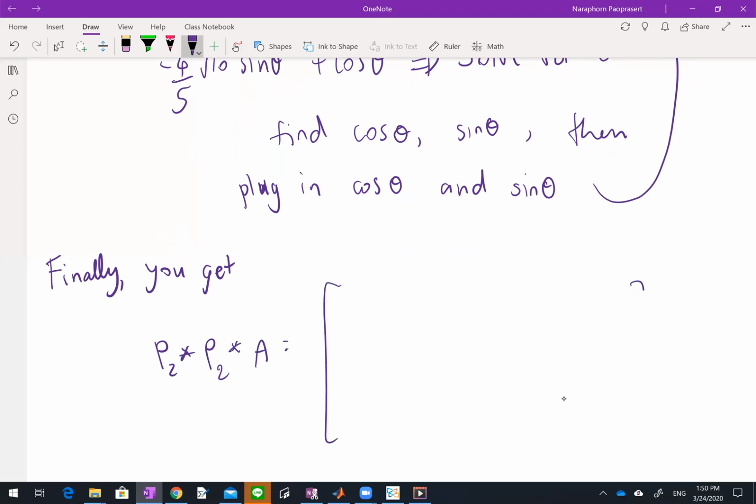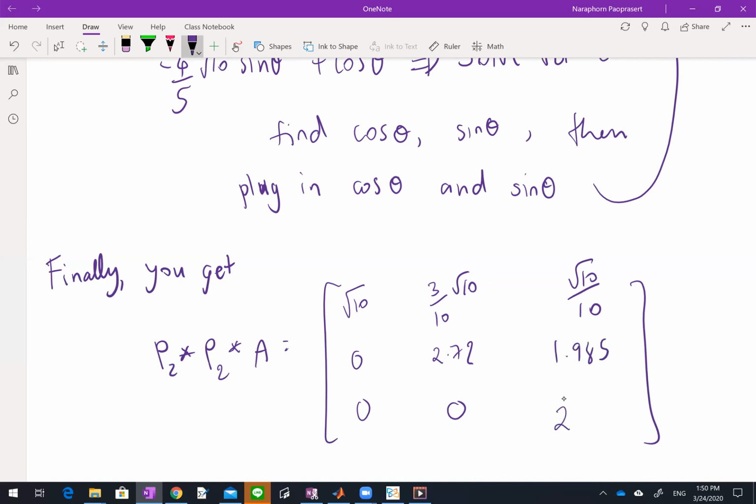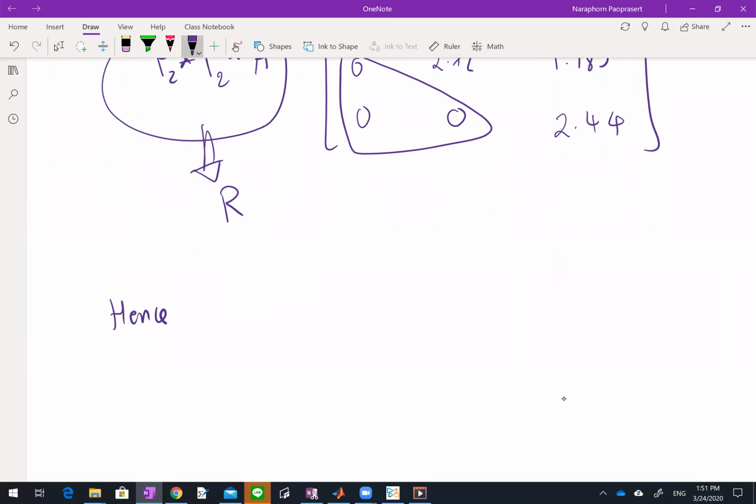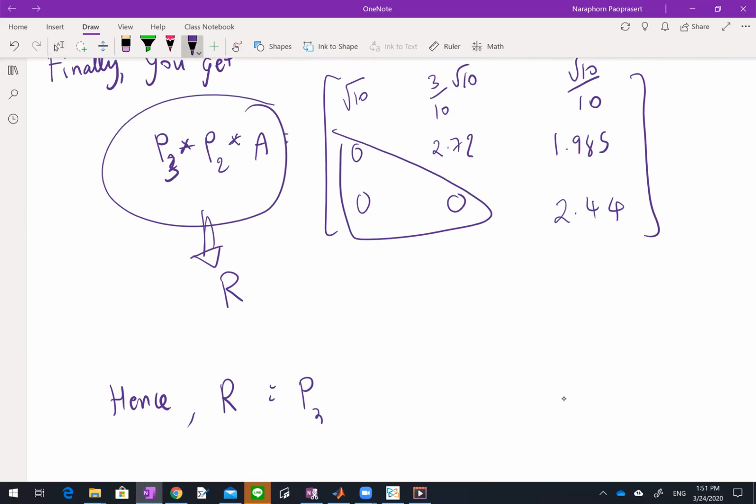This is your final product, which is going to be root 10, 0, 0, 3/5 root 10, 2.720, root 10 over 10, 1.985, and then 2.44. So as you can see, this is of the form upper triangular. So basically, this is your R matrix. Hence R equals P3 times P2 times A.